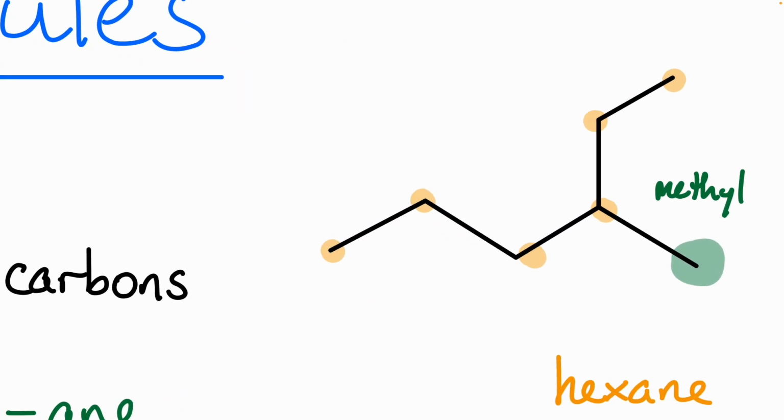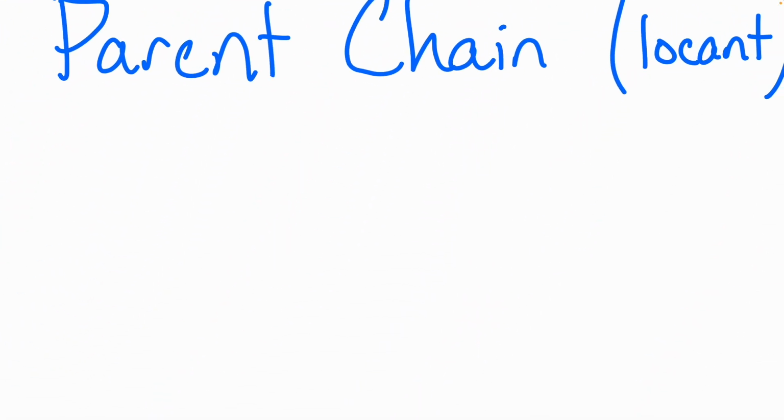And I got 2 different ways I can number my parent chain. I can go left to right, or I could go right to left. And which one of these numbering schemes is correct? Red or blue? Blue. And why is it blue? Lowest number, right? That's the name of the game here. We want to build the lowest number into our name.